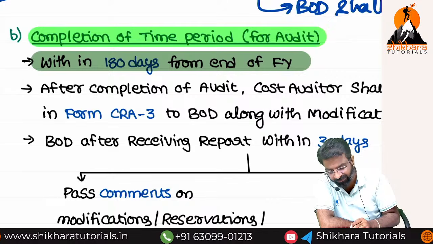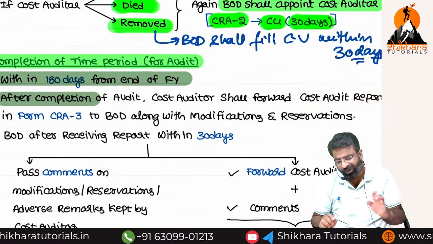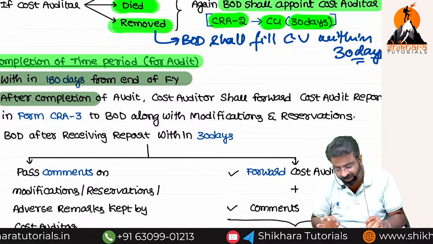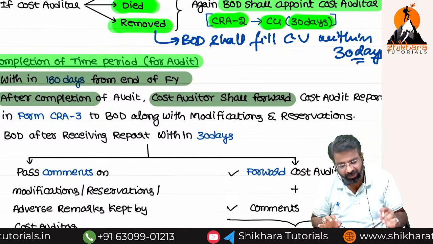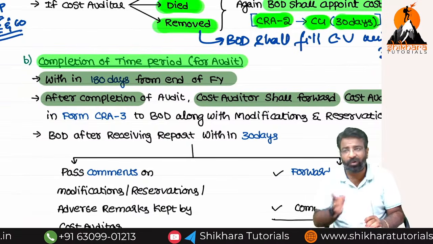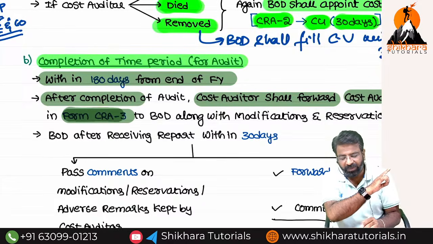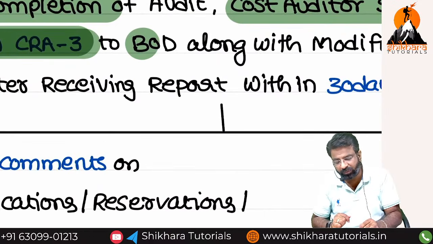Okay. Now, after the completion, what will he do? Now, here the main topic starts. Once the audit is over, the cost auditor will prepare the audit report and will forward the cost audit report not directly to government. He will forward the cost audit report in form number CRA3 to the whom?